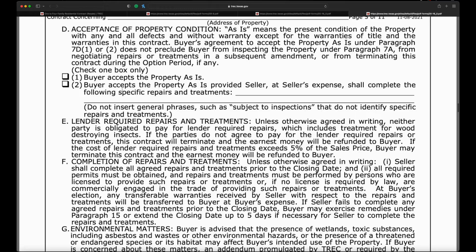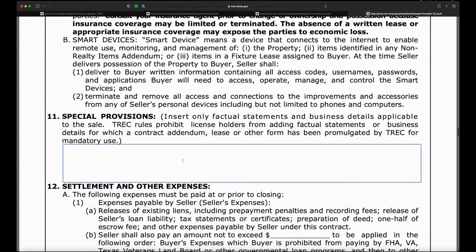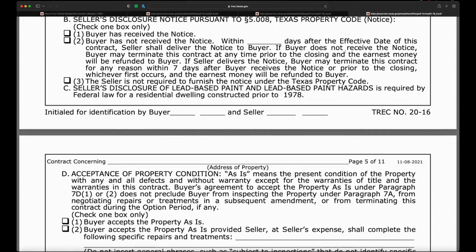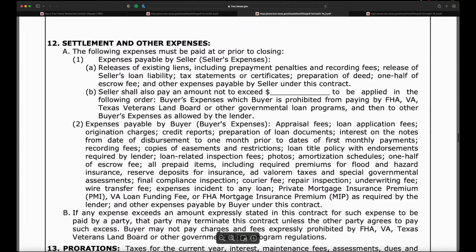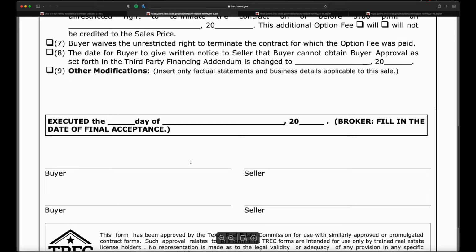You could put it here. On the special provisions, you can put this to convey or whatever. Let's see here, where was it? All right, and that's it.